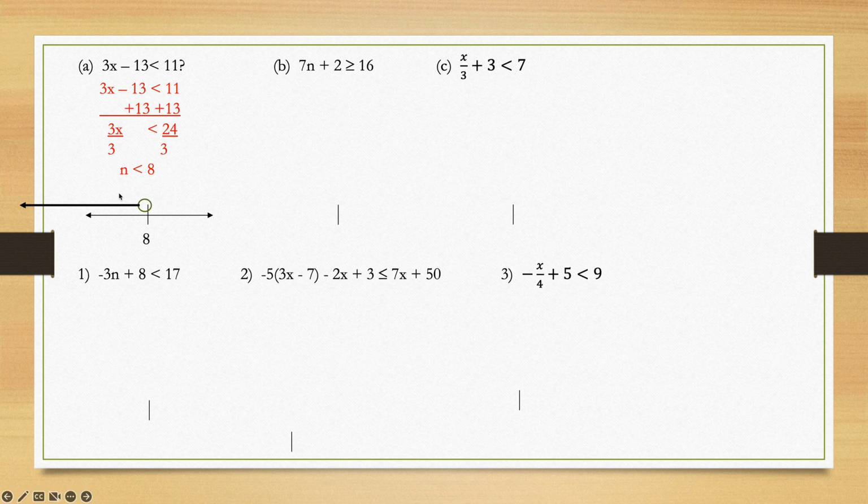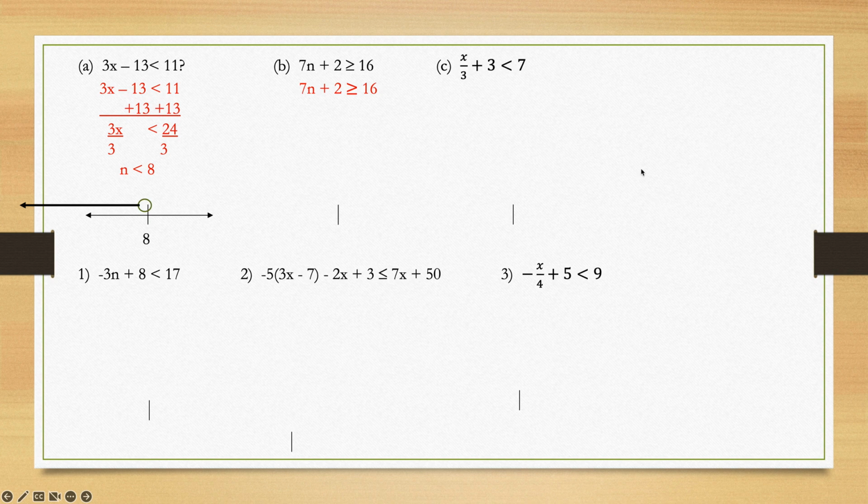7.1, 7, 6, any negative number, 0, 2, 3, 2.5, etc. Any number that's less than 8. 8 is not less than 8, so 8's not an answer. Think of it more as a reference point. And that's why when I graph this, I put an open circle on 8 and an arrow to the left. Okay? All right. You try.